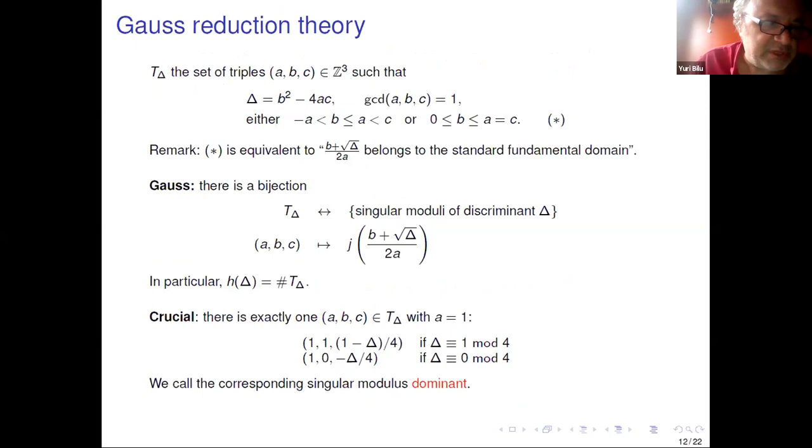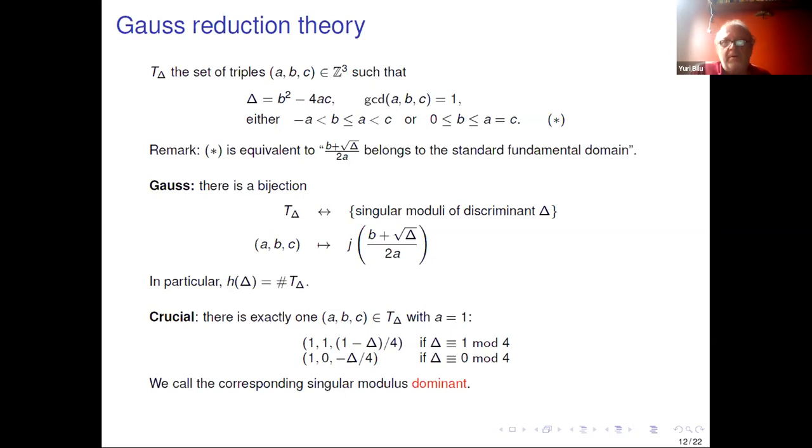Okay, now this was about trinomials. Now what do we use about singular moduli? There is a very explicit description of singular moduli of given discriminant, which basically follows from what is known as Gauss's theory of reduction of quadratic forms. So we consider the set of triples A, B, C with integral coefficients which satisfy certain conditions. First of all, they must be coprime, and they also must satisfy certain inequalities. A must be smaller than C, and B must be between 0 and A in absolute value.